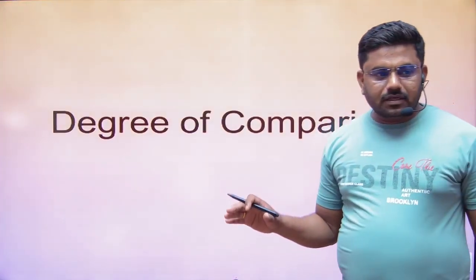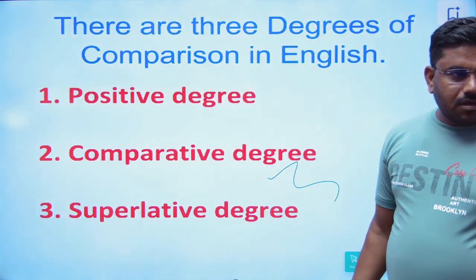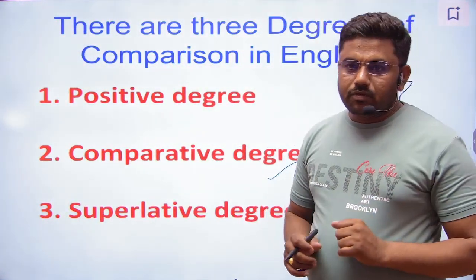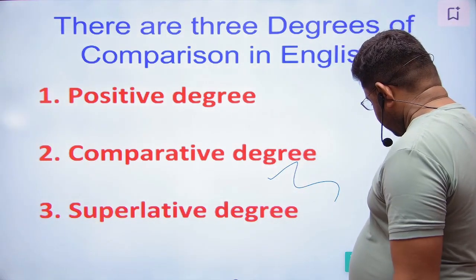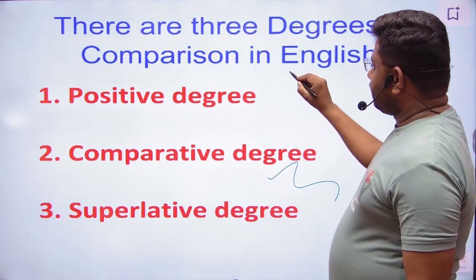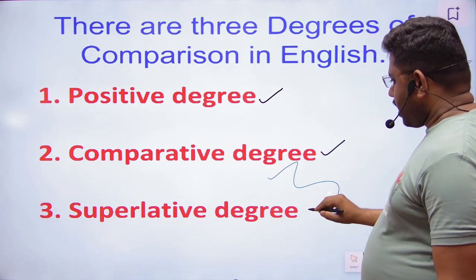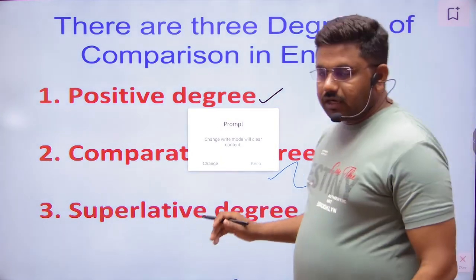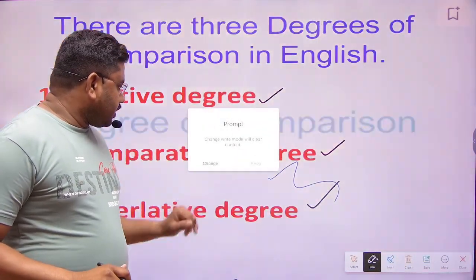Degree of comparison has three types of degrees: the positive degree, comparative degree, and superlative degree. About that, today we are going to study the various types of sentences.